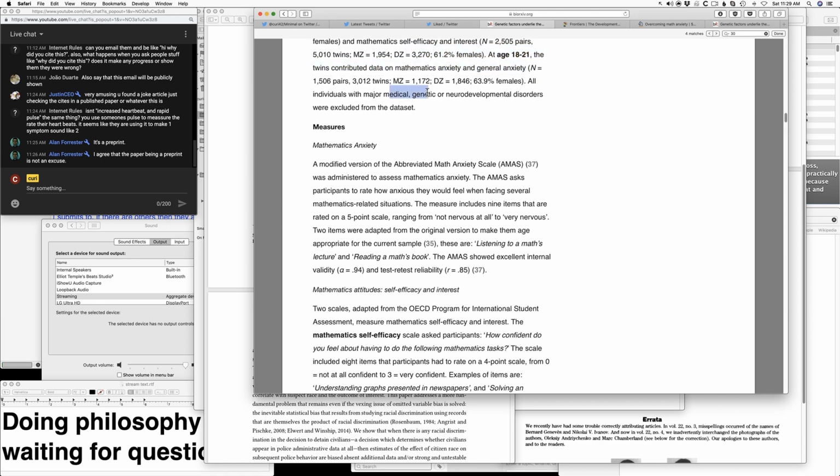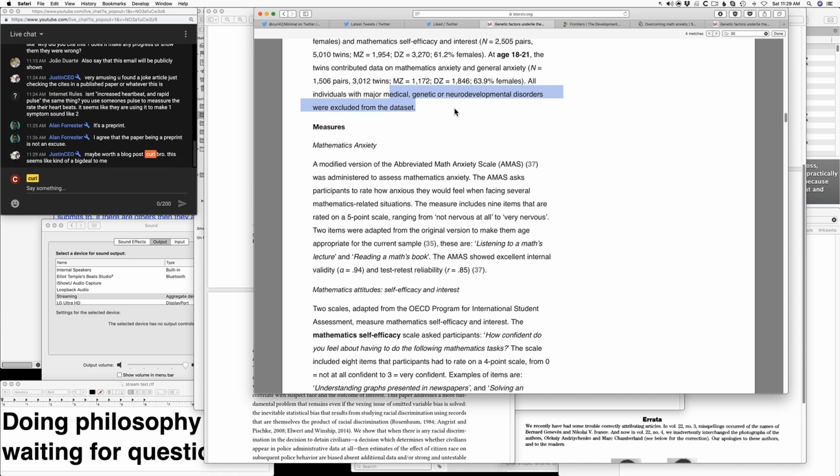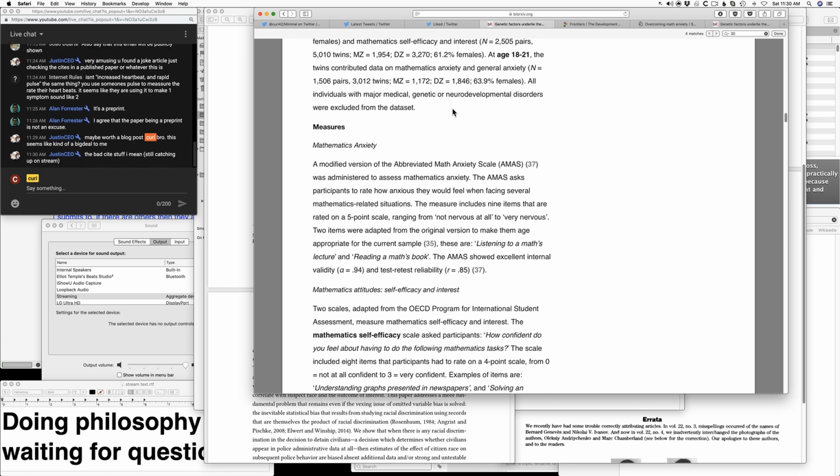All individuals with major medical, genetic, or neurodevelopment disorders were excluded from the dataset. I don't think it's a big deal in the sense that all the studies are like this in general. Like, they're all retarded. And I say retarded lightly. Seriously, every time I read a study, it's terrible. Like, in this kind of field. I mean, that site was particularly egregious, but the other ones are not actually better.